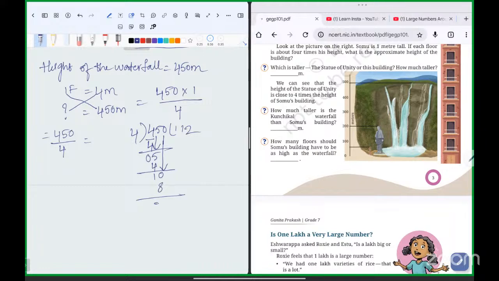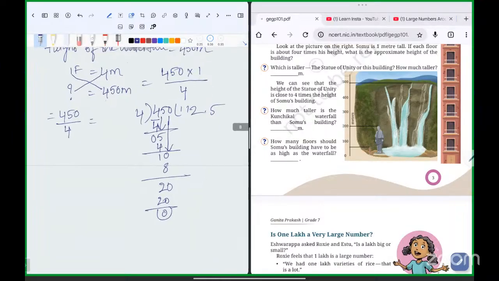So the remainder is 2, but we need to find out the precise number of floors it must be. So let us continue the division. Let us put a point and put a 0 here. So how many times does 4 go in 20? 5 times, which is 20, and the remainder is 0. So the resultant answer is 112.5 floors.